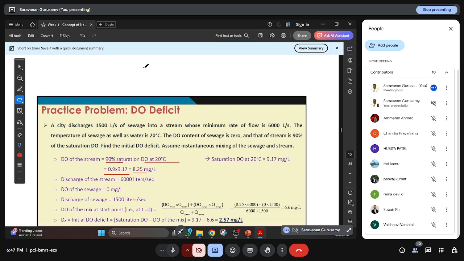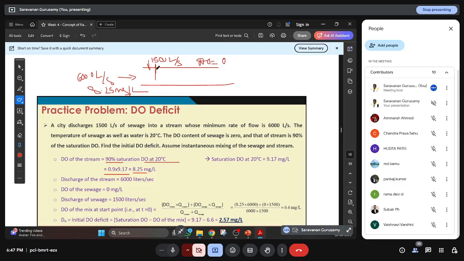That is the river water. River water is flowing at 6000 liter per second, having a DO of 8.25 milligram per liter. I am adding sewage at 1500 liter per second, having a pollutant or DO level. For any pollutant, you take the DO as 0.